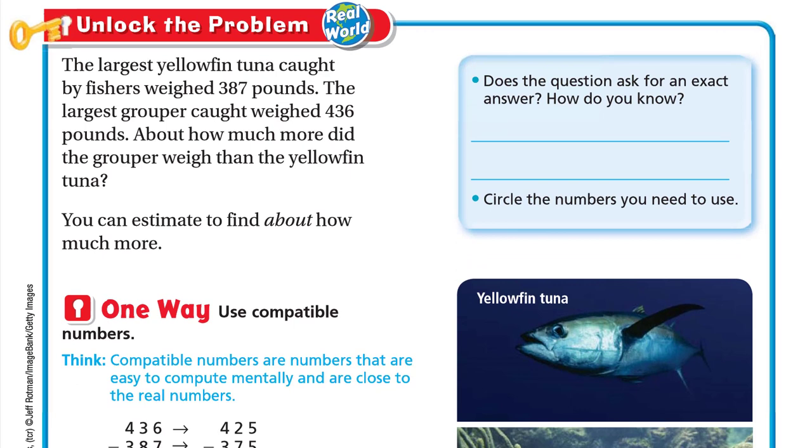The largest yellowfin tuna caught by fishers weighed 387 pounds. The largest grouper caught weighed 436 pounds. About how much more did the grouper weigh than the yellowfin tuna? So here is a question. Does the question ask for an exact answer? How do you know? The question didn't ask for an exact answer because of the word about. About means we're going to estimate.